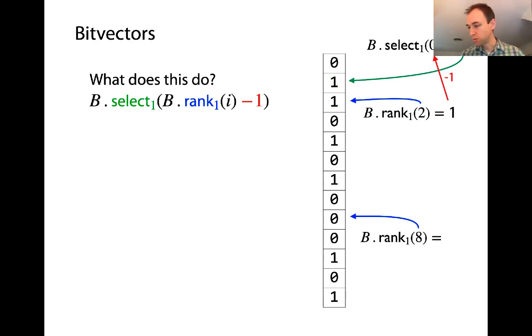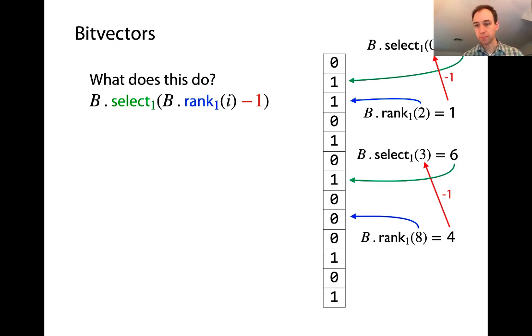1, 2, 3, 4. So the answer to that rank query is 4. Now we have to do this minus 1. We get 3. The 3 becomes the argument to the select query. So let's select the 1 of rank 3. 0, 1, 2, 3. So it's this one here, and that's at offset 0, 1, 2, 3, 4, 5, 6. So the answer to the overall query is going to be 6.